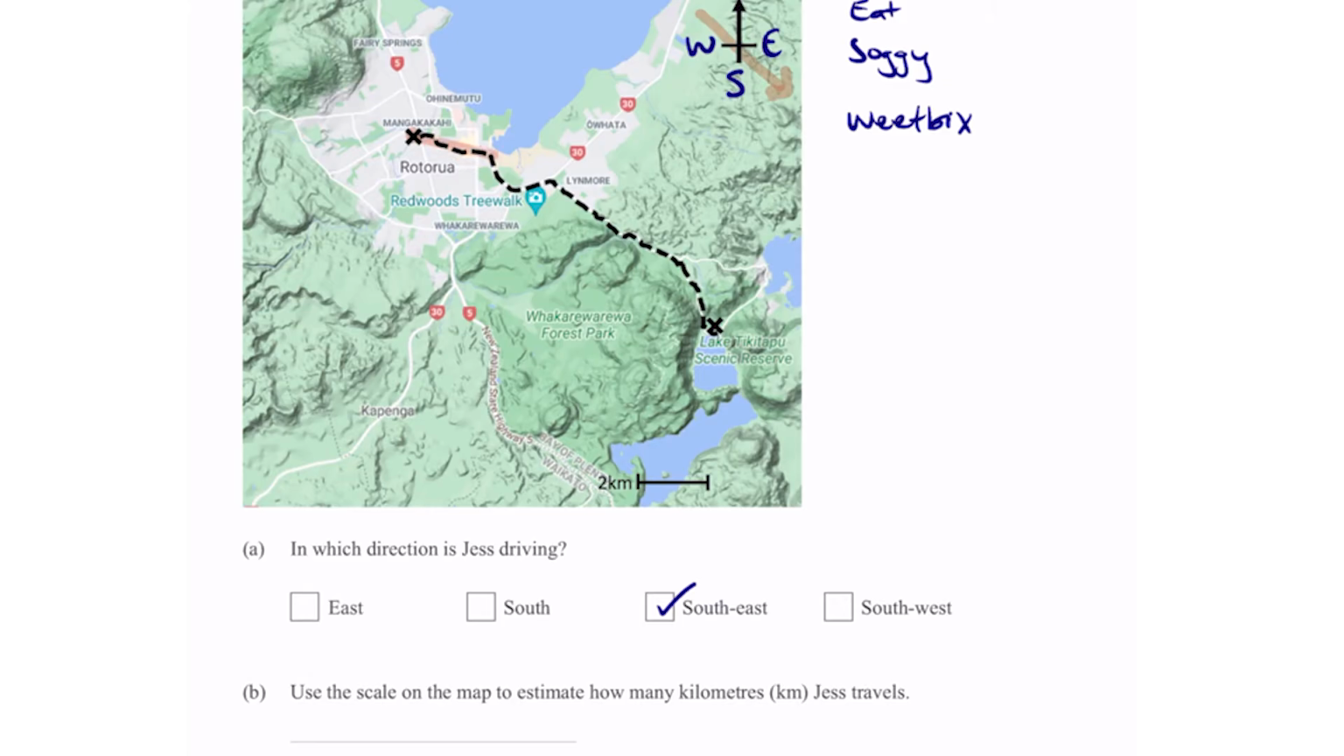If I draw this line here, this is about the same distance as that. So that's our first 2Ks. And then we're going to do another line of similar distance. Now, careful here, we've got a curve, so we need to take that into account. So I'm going to say, well, this is about another 2Ks approximately, give or take.